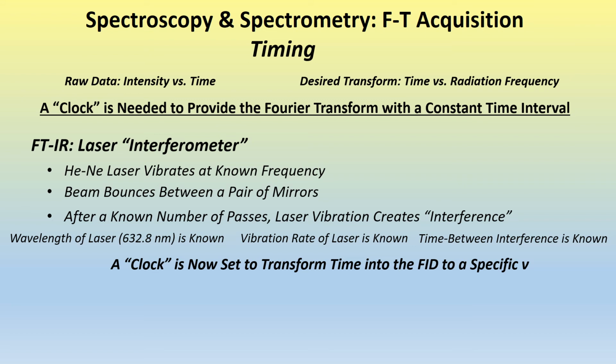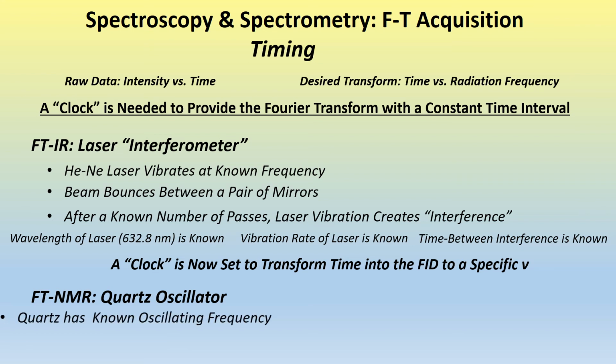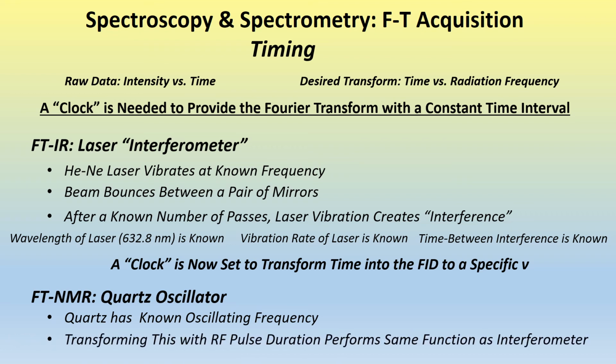For an FT-NMR, the situation is simpler. A quartz oscillator is used. Quartz has a known oscillating frequency. Transforming this frequency with the RF pulse duration performs the same function as an interferometer.